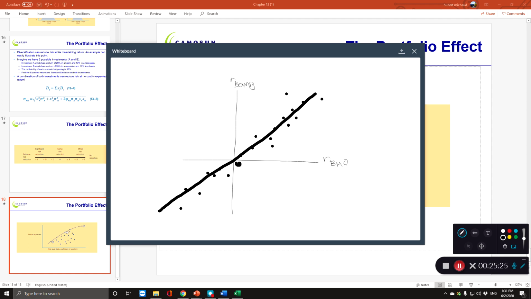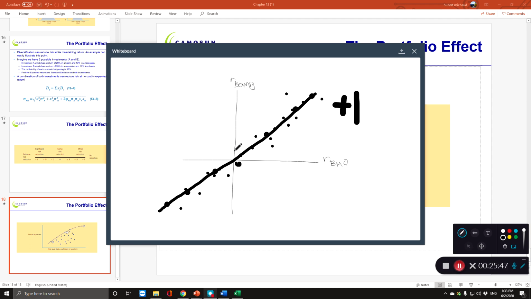If all of the points I drew earlier had been right on the line, this would be a correlation of +1. When the value of the return on BMO goes up, the value of the return on Bombardier also goes up.